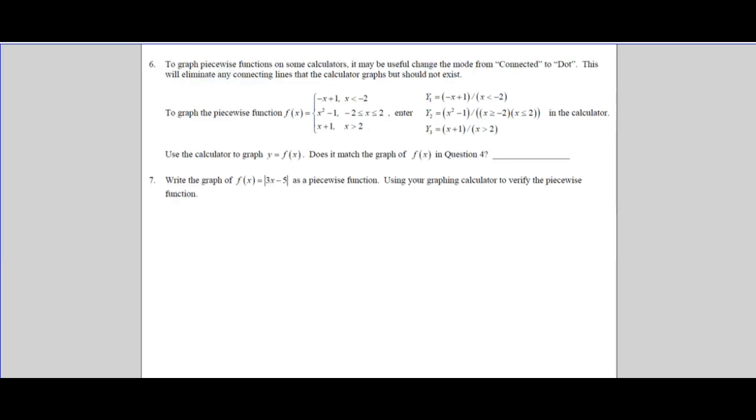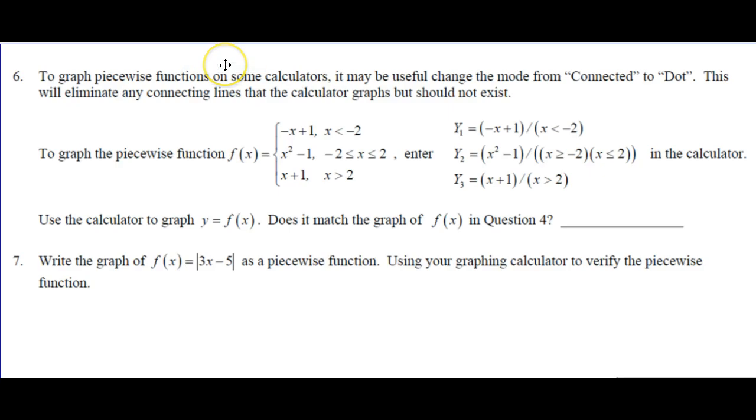To graph piecewise functions on some calculators, which you don't get to use anyways, but if you did want to, it may be useful to change from connected mode to dot mode. This will eliminate any connecting lines the calculator graphs which should not exist. I think the newer firmware takes that out, so I don't think you'd have to worry too much with the newer firmware, right? And then this is how you could graph it, which I guess it's asking us to do. So let's graph it.